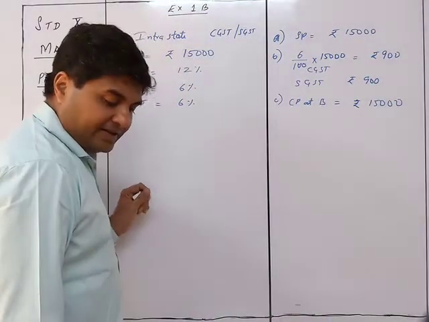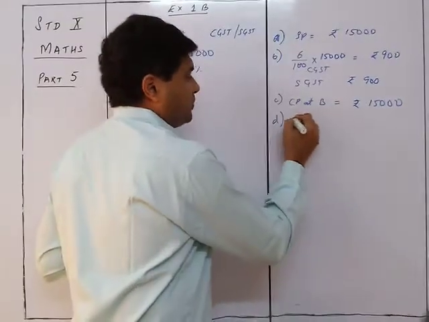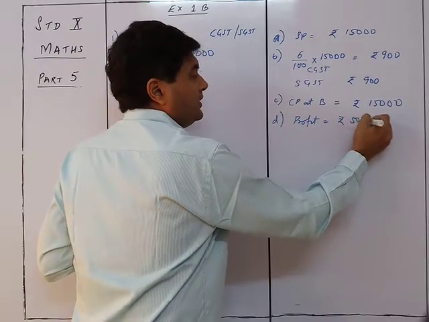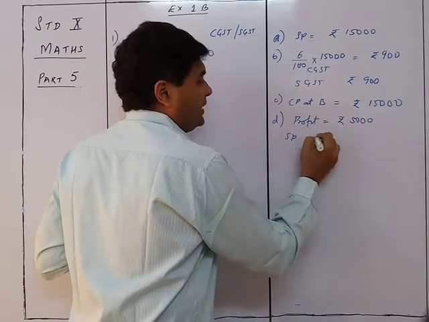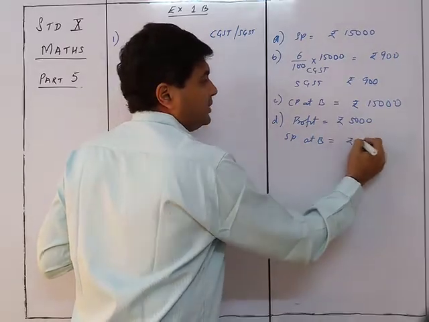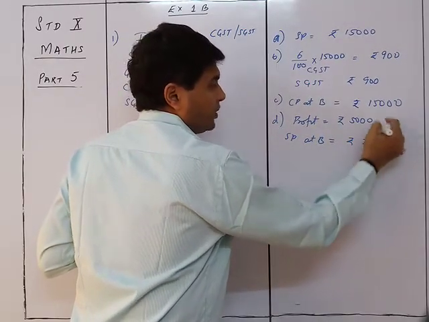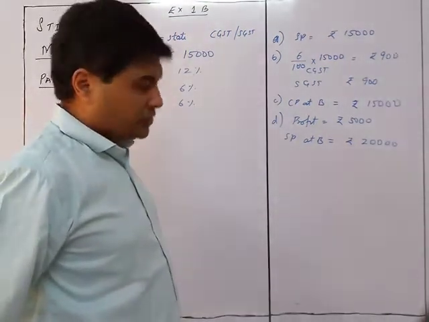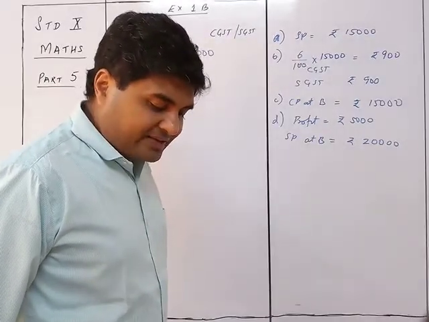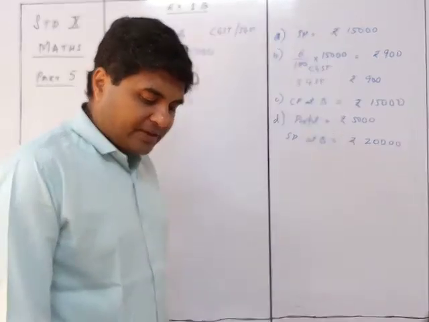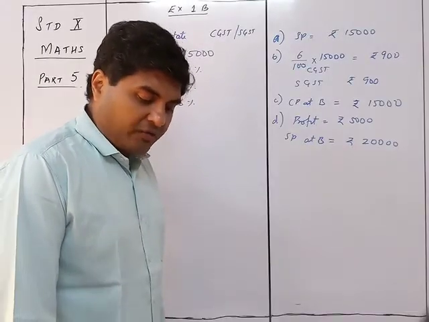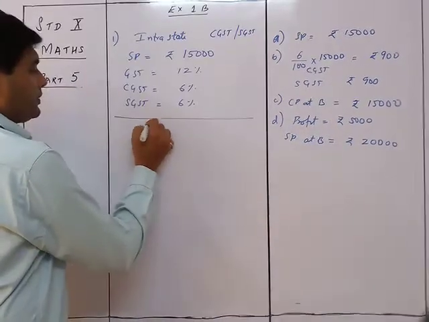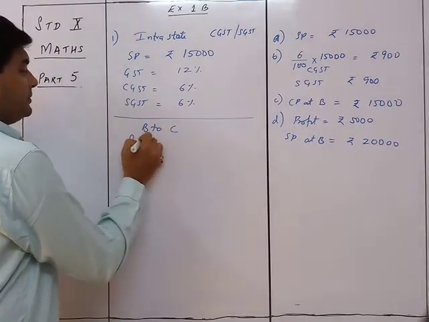The D part says that the profit is 5,000. So profit is equal to rupees 5,000. Therefore, SP at B is equal to rupees 20,000, because 5,000 plus 15,000 is 20,000. So SP at B is 20,000. Now the same goods are moved under interstate, from B to C. So next is from B to C, which is interstate.